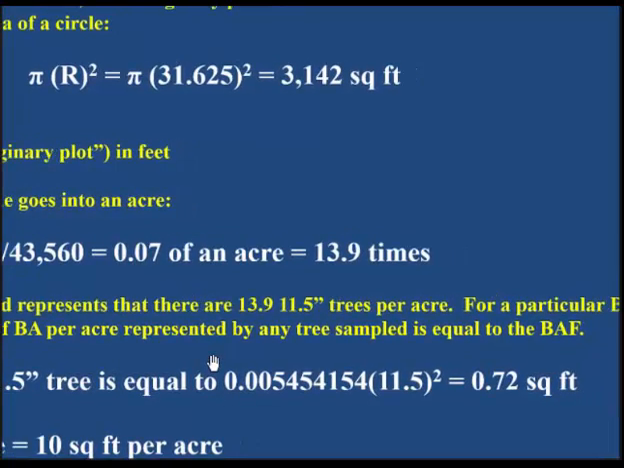So unlike the 1/10 acre, right, when a tree is sampled with a 1/10 acre fixed plot, we say there's 10 trees per acre. Since we used the 10 BAF and this 11.5 inch tree was sampled, that leads us to believe, through sampling theory, probability theory, that there's 13.9 11.5 inch trees per acre.